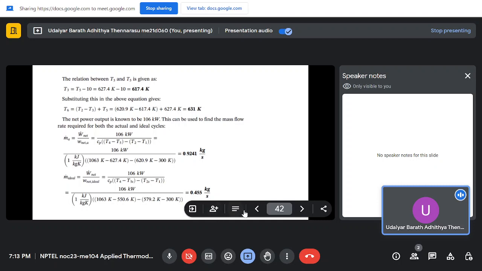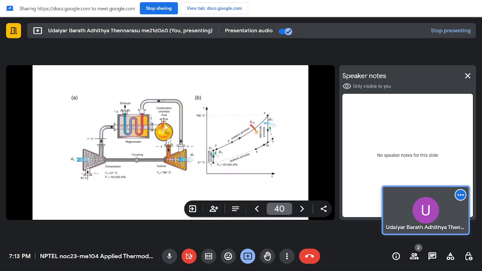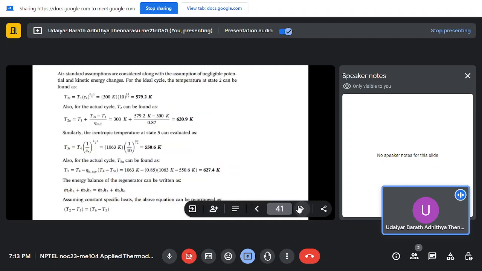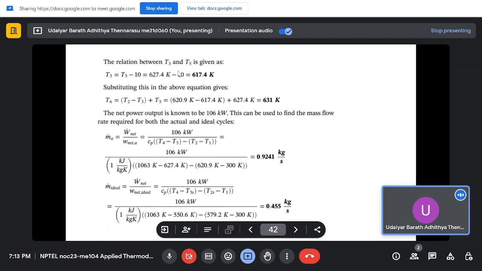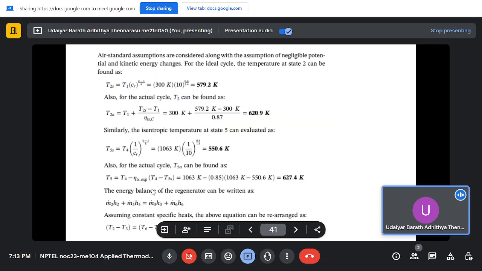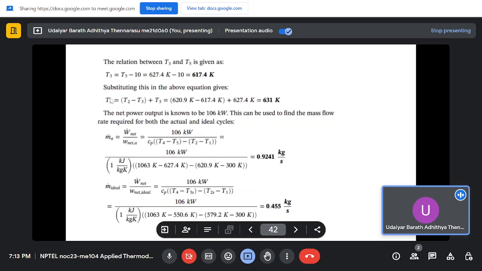So we know from the previous problem that T3 minus T5 is 10 degrees Celsius. This is given in the problem. So we substitute that. On substituting, T3 is 617.4 Kelvin. So on substituting in the relation previously, T2 minus T3 equal to T6 minus T5, we can find out this temperature T6, which will come out to be 631 Kelvin.